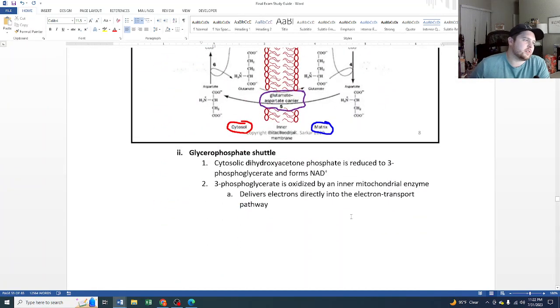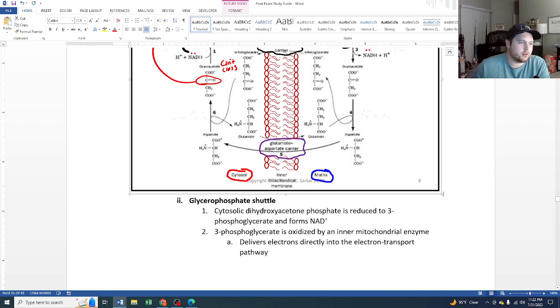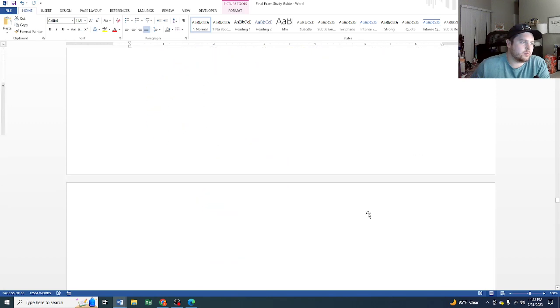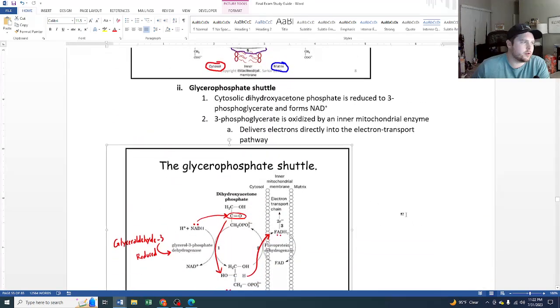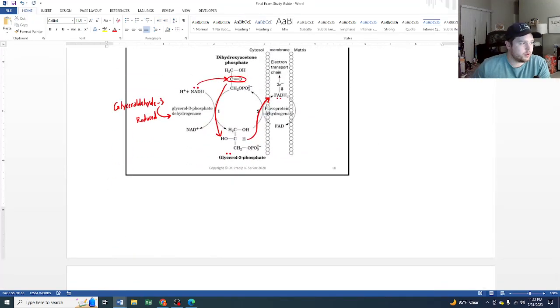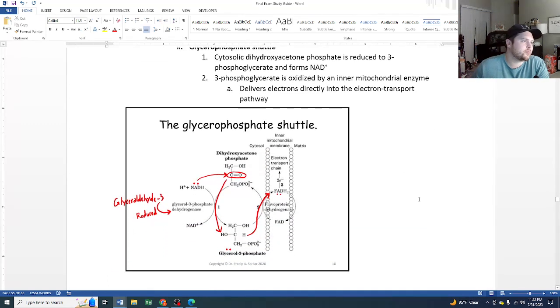Next, the glycerophosphate shuttle. Let's see if I can get this all to fit on one page. There we go. In the glycerophosphate shuttle, cytosolic dihydroxyacetone phosphate is reduced to glycerol 3-phosphate and forms NAD+. The glycerol 3-phosphate is oxidized by an intermitochondrial enzyme and delivers electrons directly into the electron transport pathway.